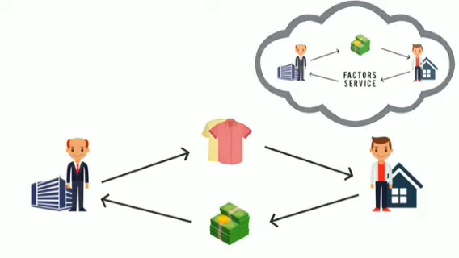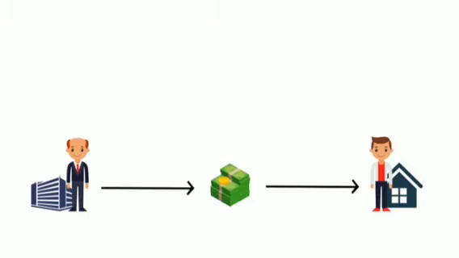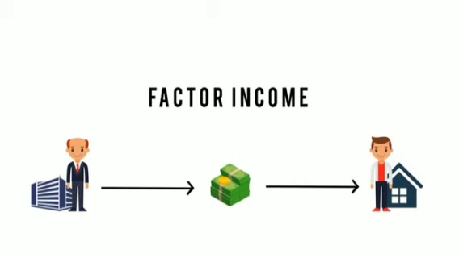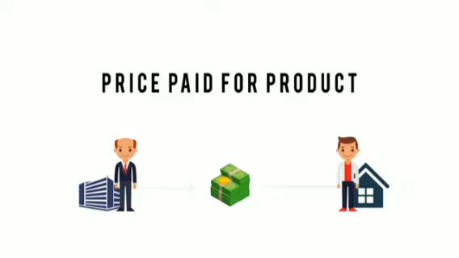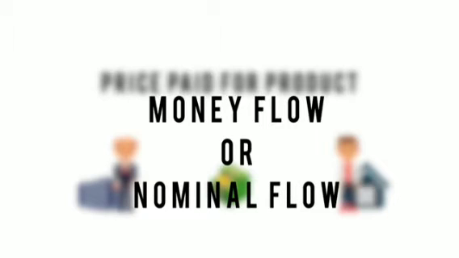Thus the income generated by firms, and distributed to households as factor income, reaches back to firms, as the price paid for the product. Also the flow of factor income, from firms to households as reward for their factor services, and expenditure made by households on purchase of goods and services due to which money flows back to the firm, is termed as money flow, or nominal flow.